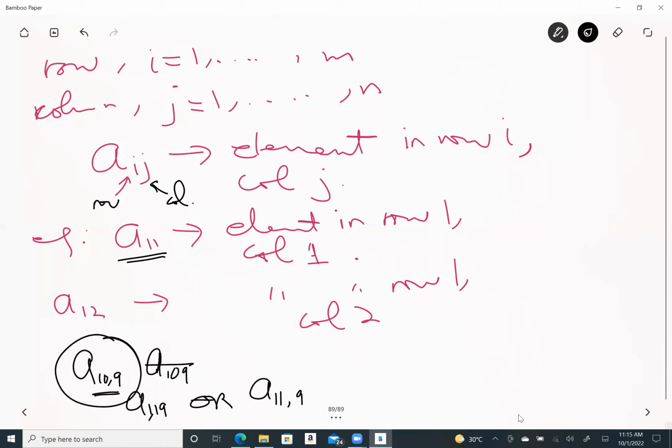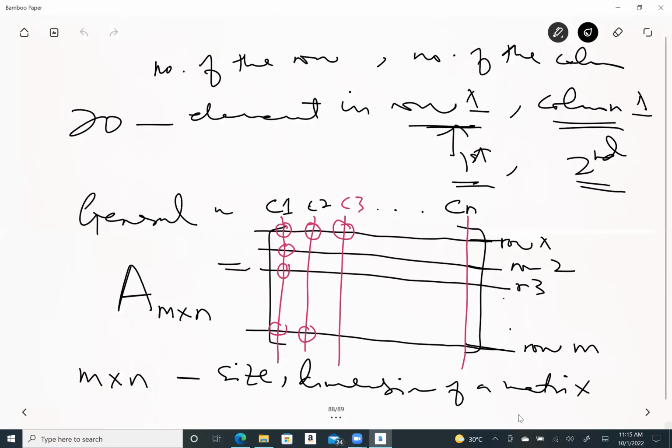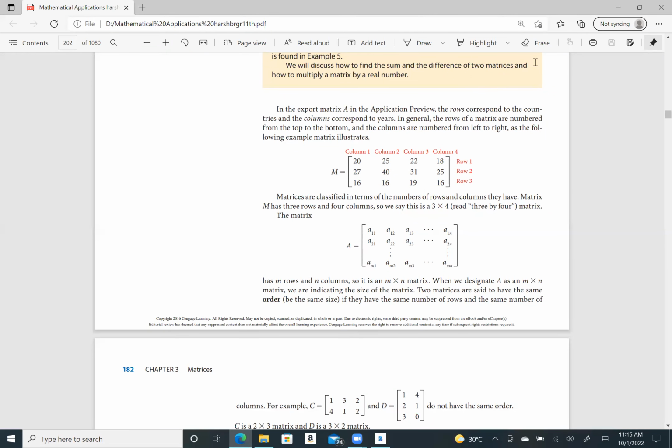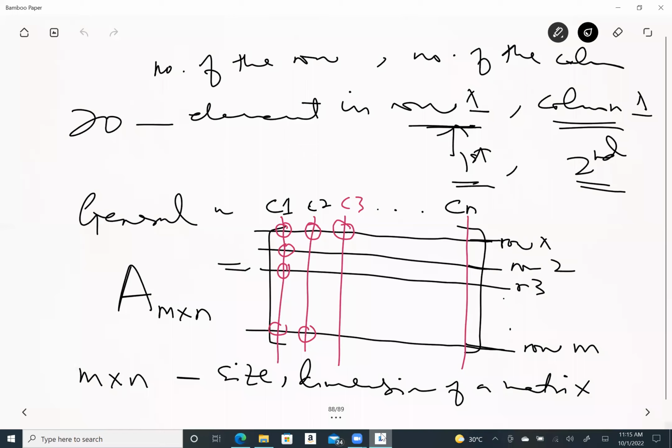So if I look at this one, what is the location of the element here? It will be row number 10, column number 9. Okay, any question? So that's how we describe the element in the matrix. So we go back to the example here. I have 3 rows, 4 columns. So what is the size of the matrix? 3 by 4. Okay, so M is a 3 by 4 matrix.